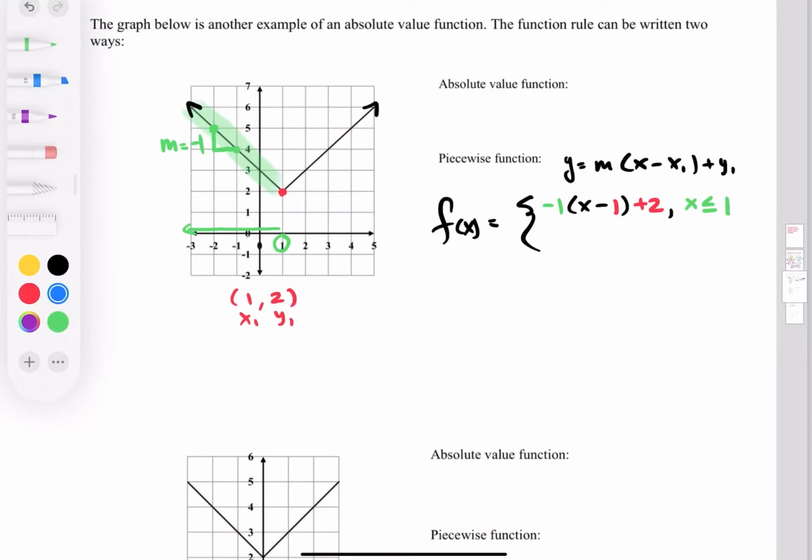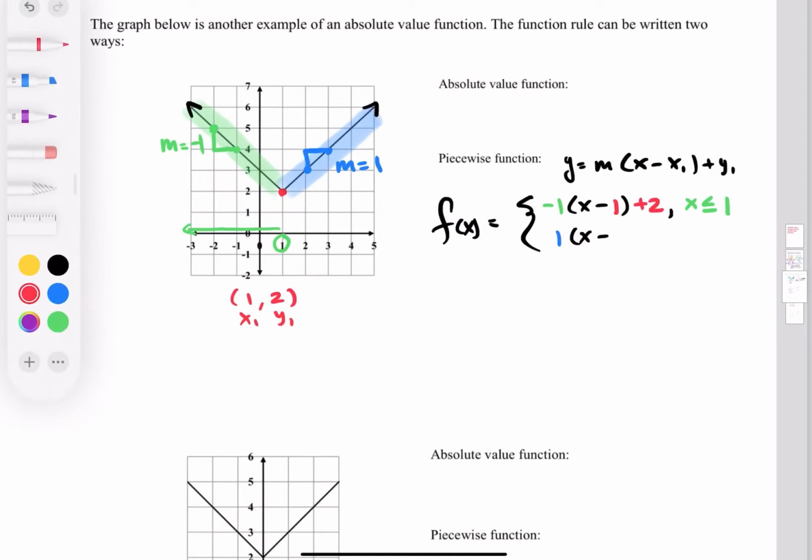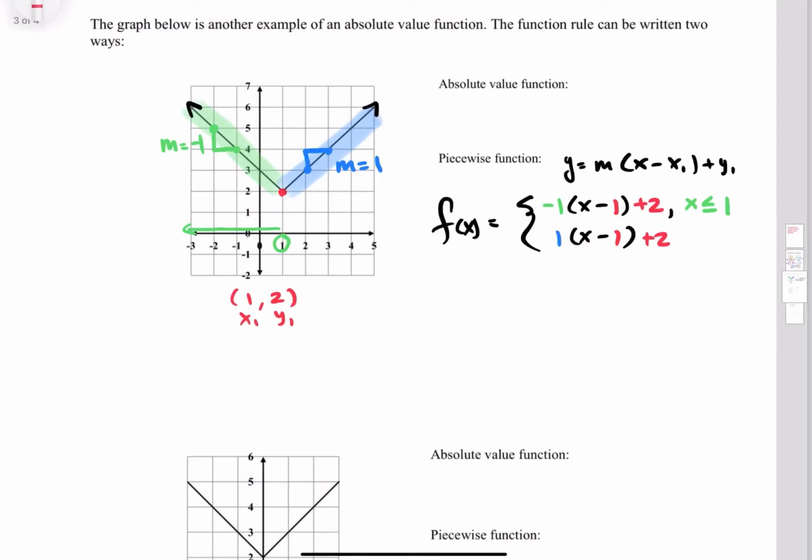Let's take a look at the second piece, this side over here. We're going to do the same thing and look for the slope, which is 1 over 1, or 1. You can put that 1 in there, though when we actually write it out, you technically don't need it. Then we have x minus x1, which is still 1, plus y1, which is still 2. Now, the interval for this piece is everything to the right of 1. Since we already included 1 in the previous piece, we're not going to include it in this interval. Since it's to the right, it is now x greater than 1. So there's our piecewise function.